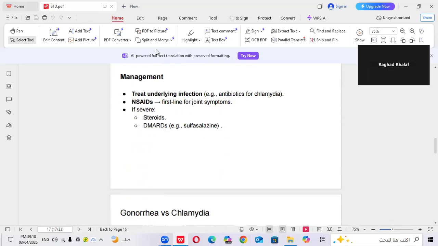Management for this disease, which is reactive arthritis, is to treat the underlying infection. If the underlying infection is chlamydia, you have to give antibiotics for chlamydia. You have to resolve the underlying infection so you can resolve the complication of it. If you want to manage the joint pain, you have to give your patient NSAIDs, and if the pain was very severe and the patient can't stand it and NSAIDs didn't resolve it, you can recommend steroids or DMARDs like sulfasalazine.